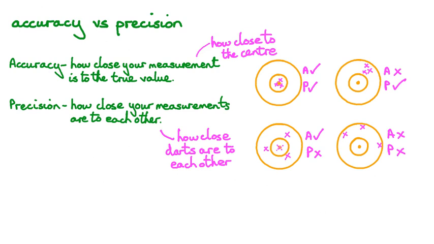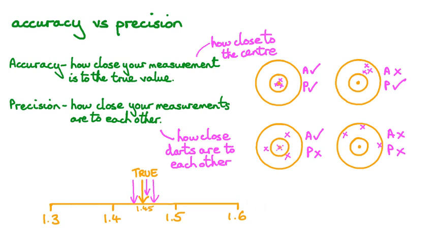Let's visualise this in another way. Let's imagine that we're performing an experiment and the results that we're recording are numbers between 1.3 and 1.6. It doesn't really matter what it is we're recording for this. And let's imagine that the true value is 1.45 for argument's sake. If we made 3 recordings like this, we would say that our results are both accurate because they're close to the true value and precise because they're close to one another.